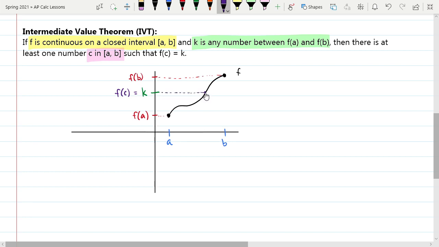So if I were to find the point on the graph that has a y value of k, then right there must be the value of c that this theorem is guaranteeing that we've got. So that's what this theorem is just saying. So if I can meet those two conditions, if f is continuous on the closed interval from a to b, and k is some number between f of a and f of b, then there has to be at least one number between a and b so that f of c equals k.